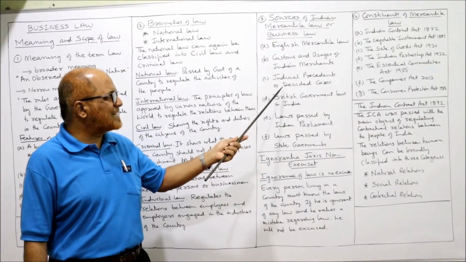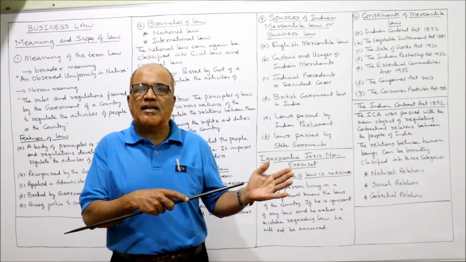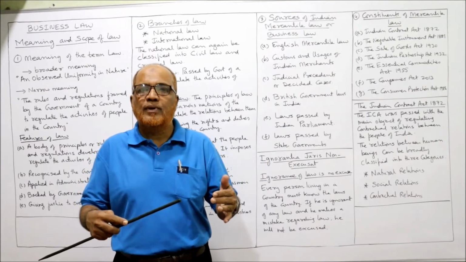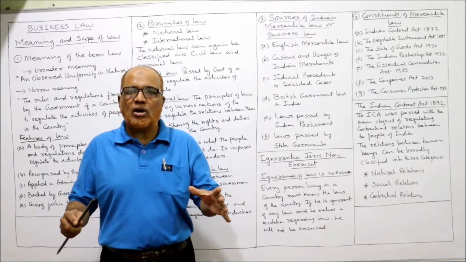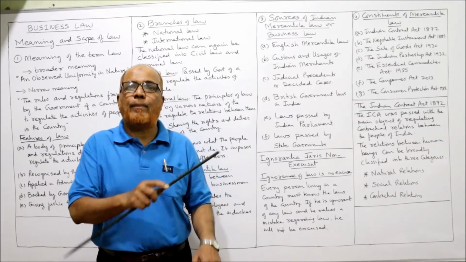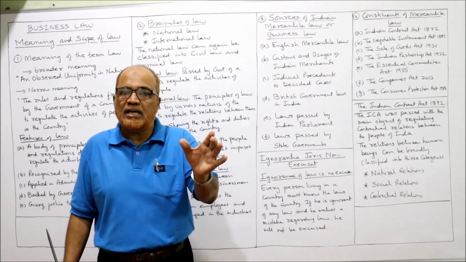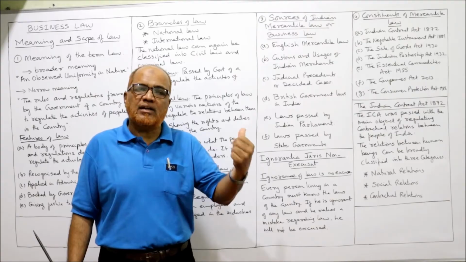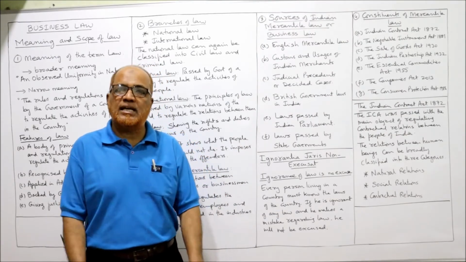Next, judicial precedents or decided cases. The past decided cases can also be used as a rule in business law. In making business law, we consider some of the past rules. What was the judgment given for a particular case in the past? That will also be taken as a source in deciding the present cases.